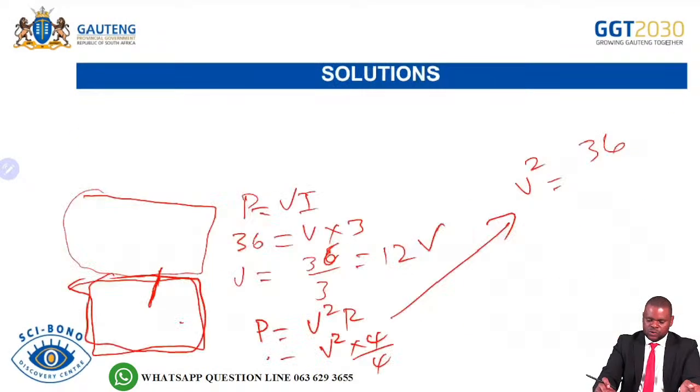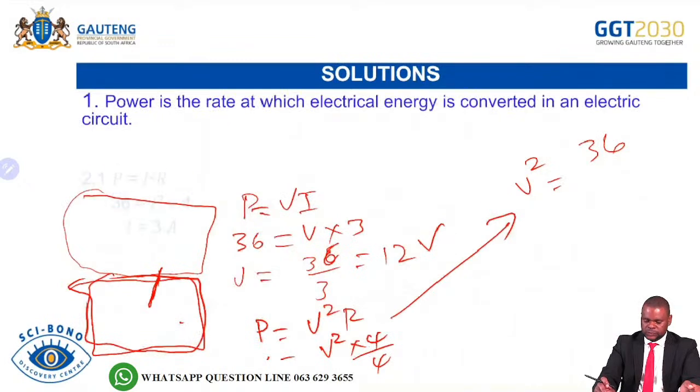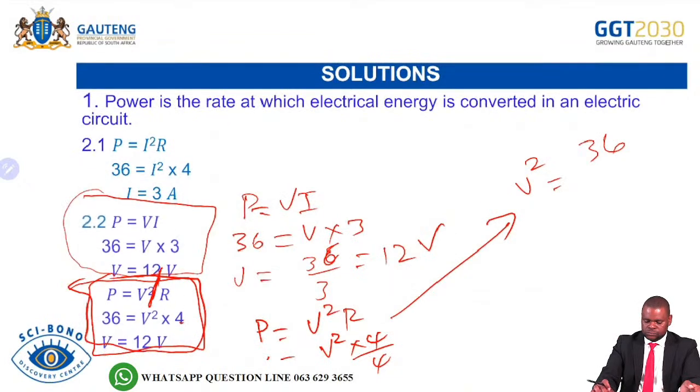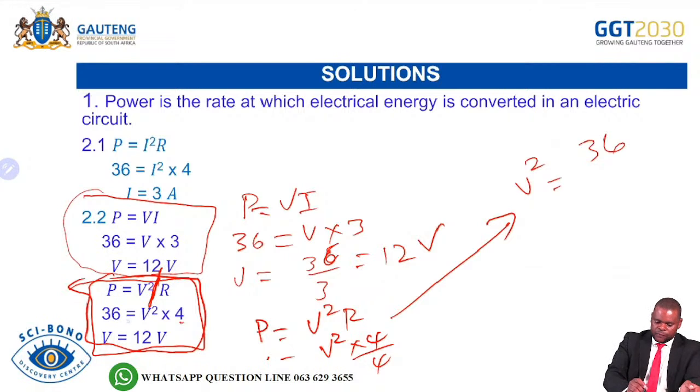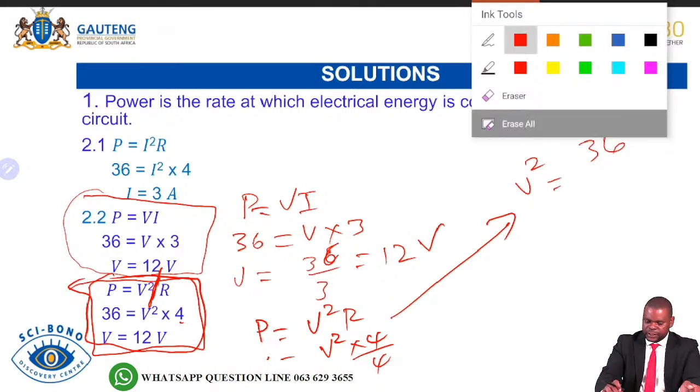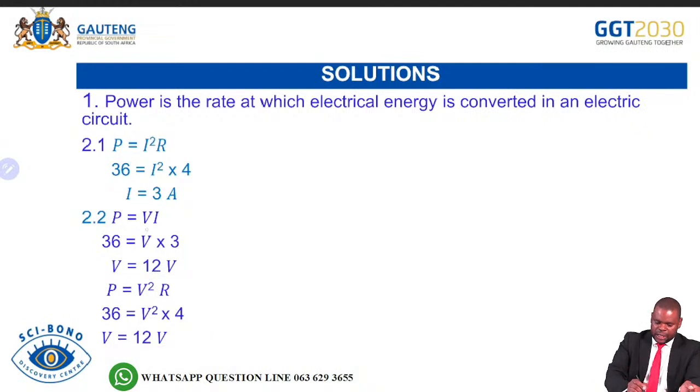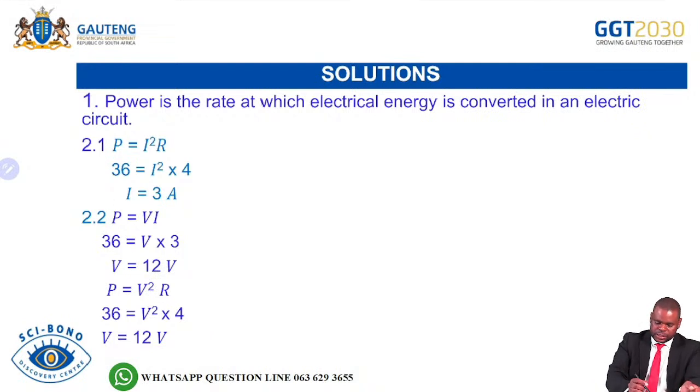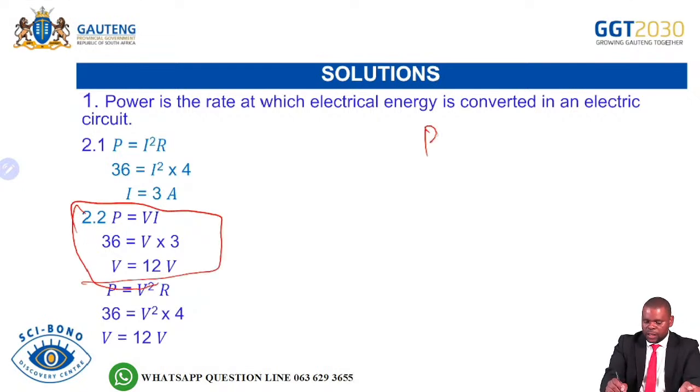Is divide, not multiply. Can you see? Let me just erase everything. We say here, this is fine. There is nothing wrong with the first one. The problem is with the second one. P is equals to V squared over R.